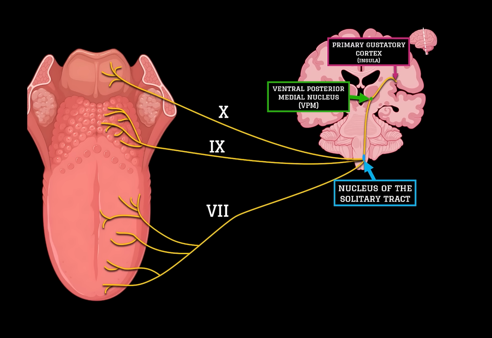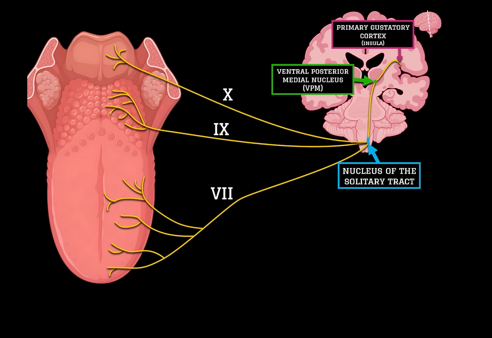A portion of the taste pathway also branches off at the brainstem level to control autonomic reflexes. For example, signals from sour or sweet food can stimulate salivatory nuclei, increasing salivation before you even swallow. Bitter or irritating tastes can activate gag reflex pathways. These reflex arcs run through the superior and inferior salivatory nuclei and are essential for digestion and protective responses.